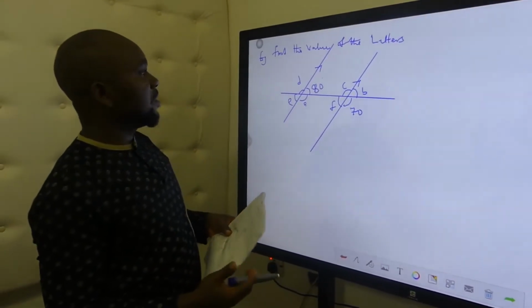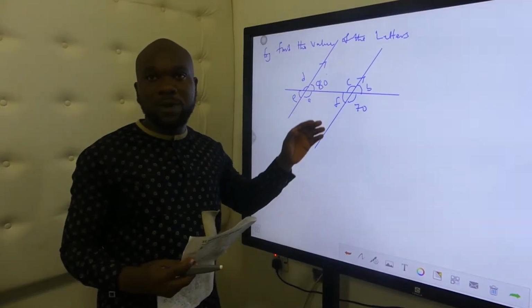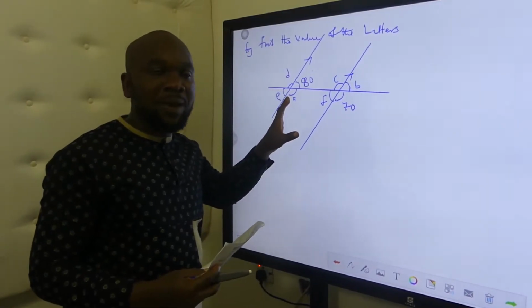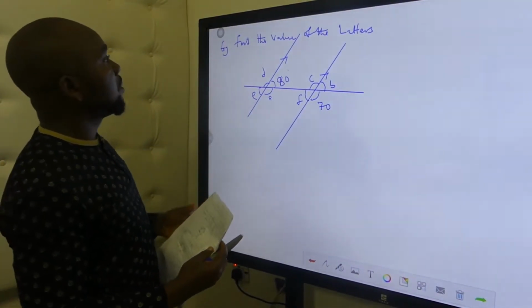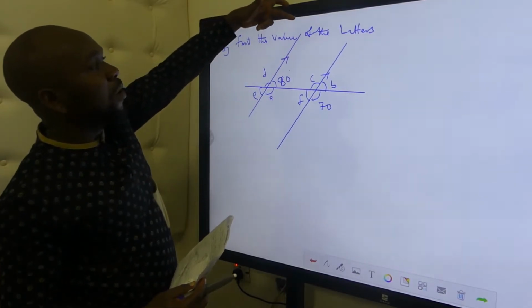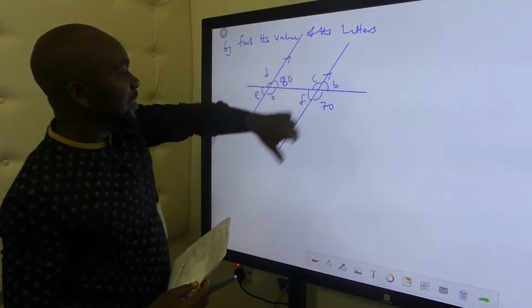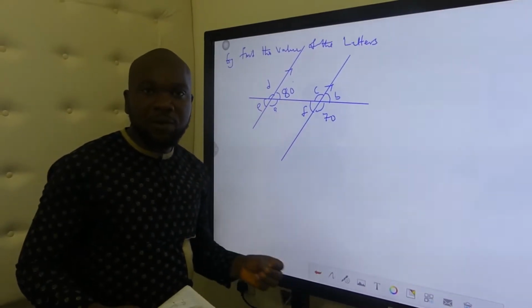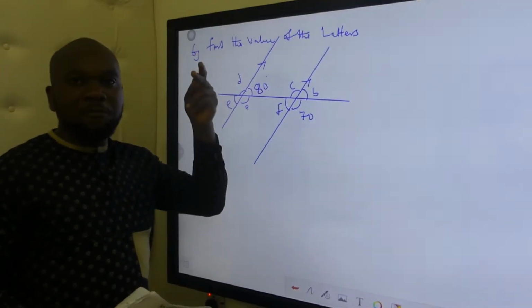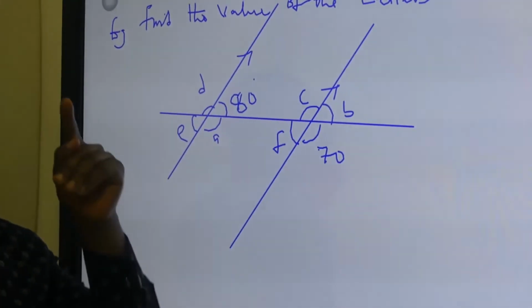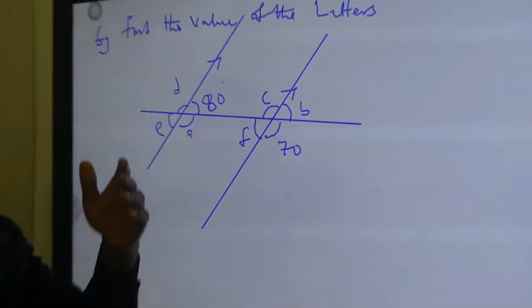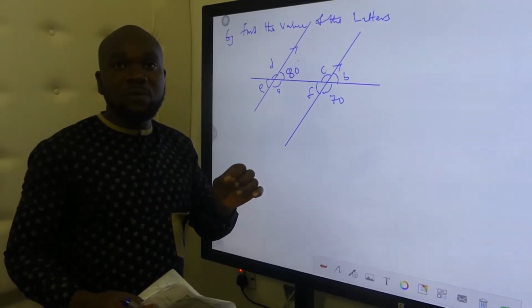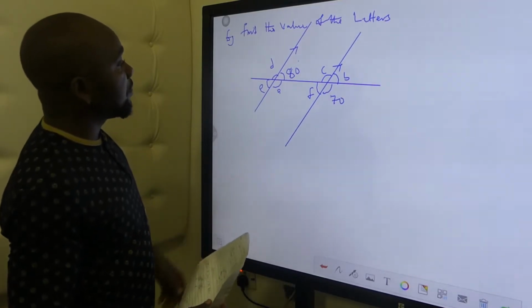So let us simply do this little example so that you understand what we mean by the angles formed in parallel lines. It says find the value of the letters. Look at all the letters here. Remember we talked about corresponding angles, alternate angles, vertically opposite angles, the sum of the interior angles of a polygon, and supplementary angles, which is when you sum two angles to give you 180. Let us start from this.